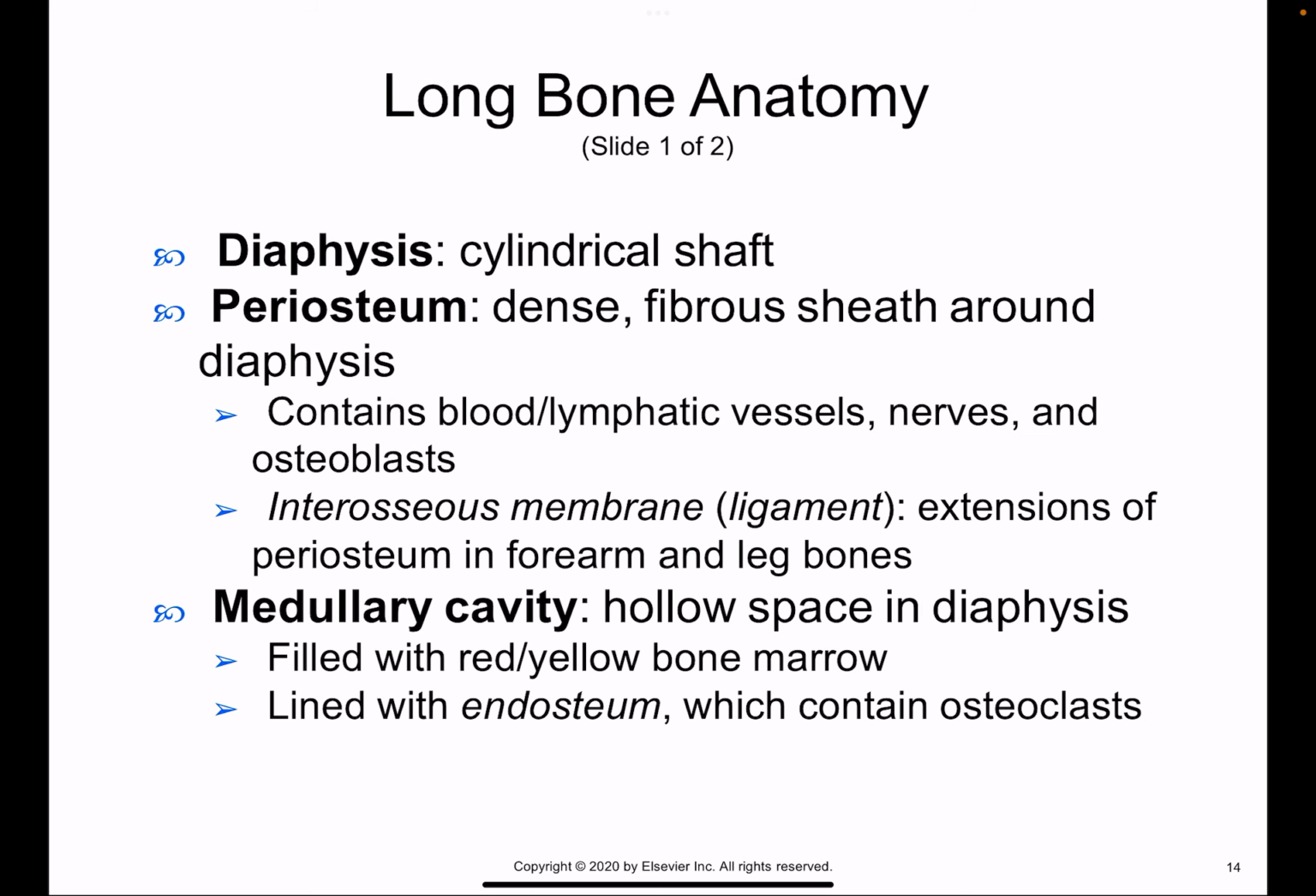Now, with long bone anatomy, we talked a little bit about the diaphysis and the periosteum, and we're going to go a little bit deeper. The diaphysis is just the shaft of the bone. Here it's going to describe it as a cylindrical shaft, but you just got to remember it's the shaft. It's the long part of the bone. Now, the periosteum is a fibrous sheath that's going to be around the diaphysis. Why? Because it needs to protect that area. It's dense. It's also going to contain blood and lymph and nerves as well as osteoblasts because it's trying its best to make sure this specific bone has all of the supplies it needs to continue to remodel and reshape if it needs to.